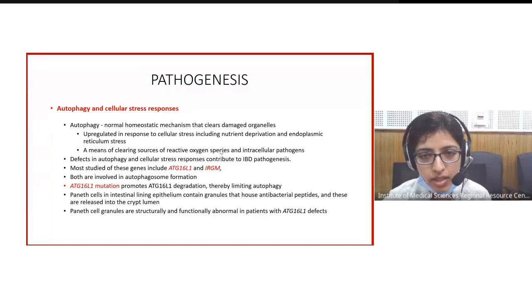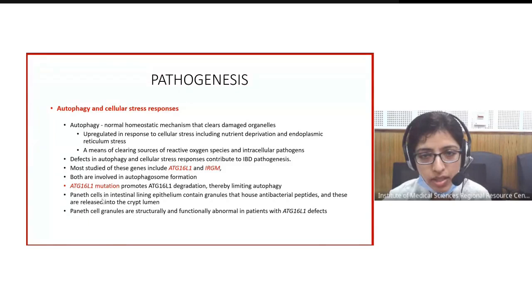Okay, so two genes that are most studied in this context in autophagy are the ATG16L1 and IRGM genes, and both are involved in autophagosome formation. So ATG16L1 mutation promotes its degradation. So if this gene is mutated, this protein will get degraded. Okay, so the autophagy will not take place. All right. So then this will contribute towards the pathogenesis. The damaged organelles are not removed, and they will continue to incite inflammation. Then reactive oxygen species are not removed, and so the inflammatory process continues.